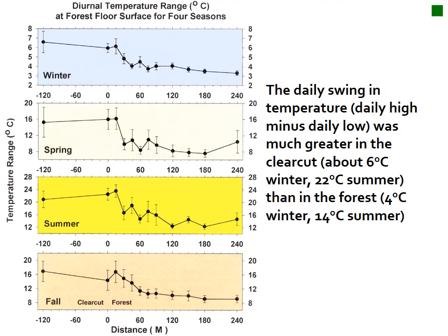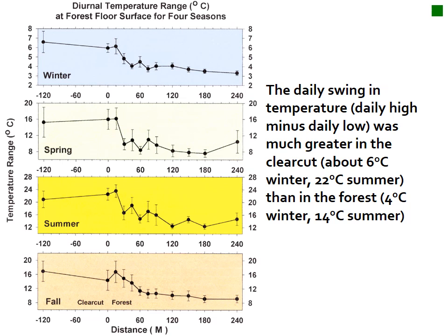So first of all, obviously very big differences in temperature ranges. These are the diurnal temperature ranges, high minus lows at the forest floor surface for the different seasons. And obviously you can see that the diurnal change is greater in the clear cut and slightly at the edge; there's certainly an edge effect into the forest as well. This diurnal temperature range will very much limit what kind of propagules can get established in the new site.